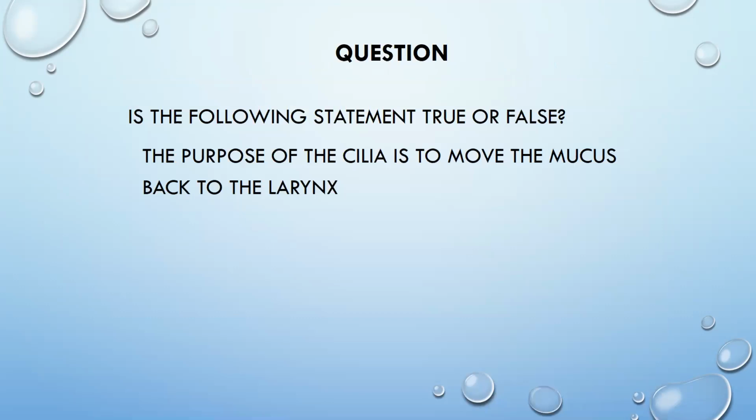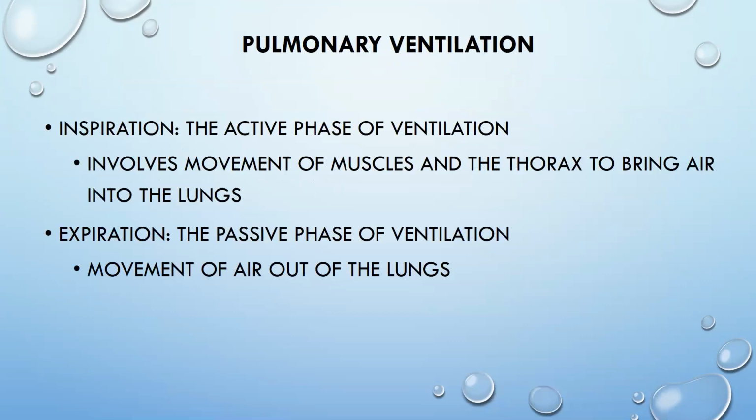And here we go, a little fact check. True or false: the purpose of the cilia is to remove the mucus to the back of the larynx. This is true. Let's try to sweep it up to the back of the larynx where you can cough it up.